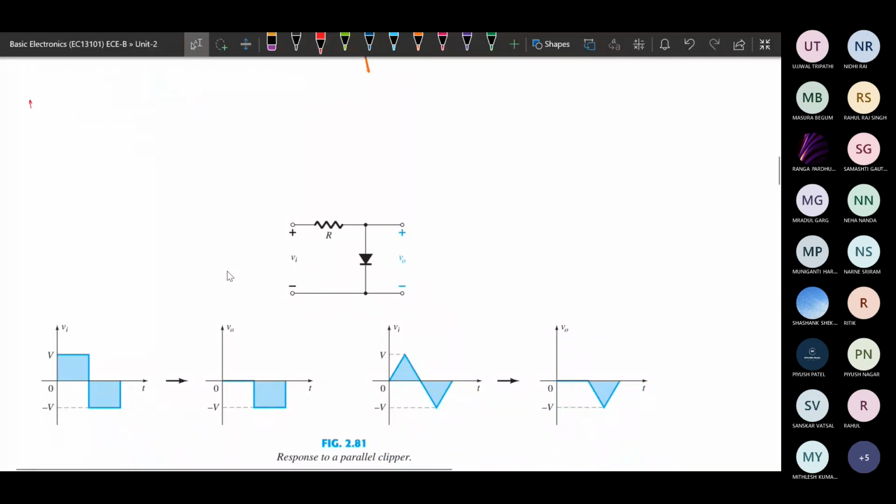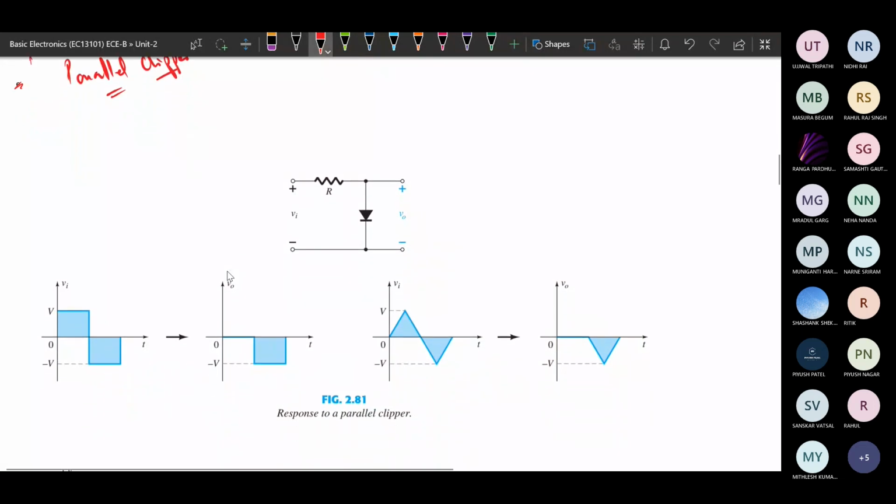The next one is the parallel clipper. Parallel clipper circuit means we are getting the output in parallel with the load. Whatever load resistance is there, the voltage across the load resistance will be the same voltage across the diode. So the voltage across the diode or across the load resistance is the same, as the load resistance is in parallel with the diode.